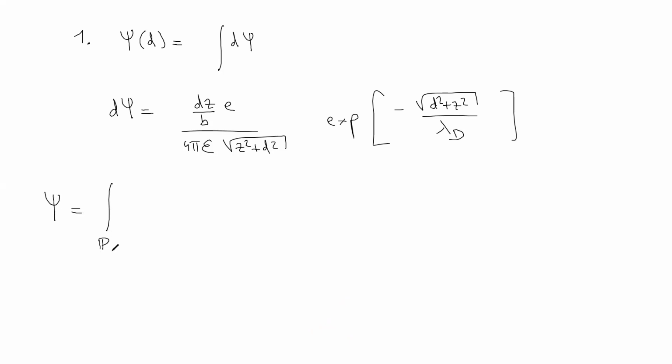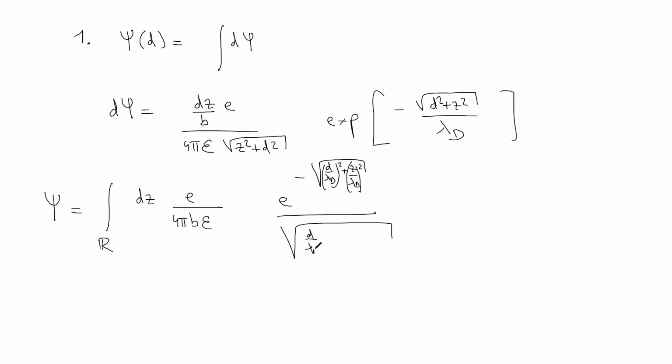So you have the integral from minus infinity to plus infinity, dz. You have this constant that I will soon move outside. And then you have the dependencies here. I can just put lambda d at all denominators and multiply this by lambda d. I put the lambda d here, for instance.